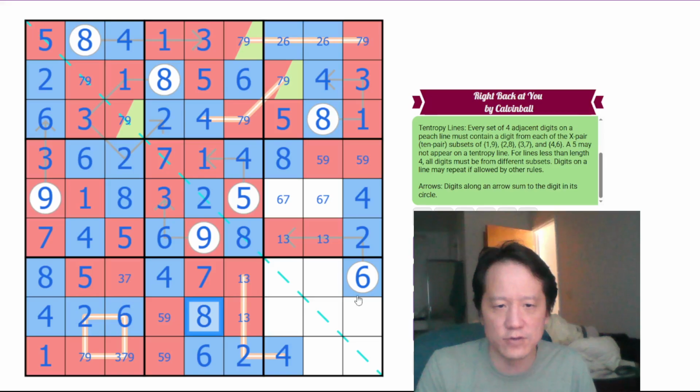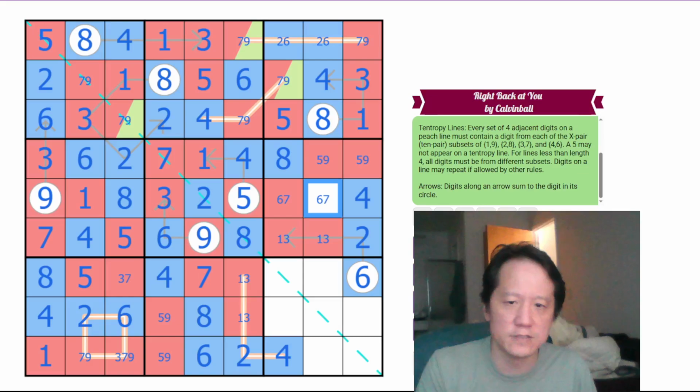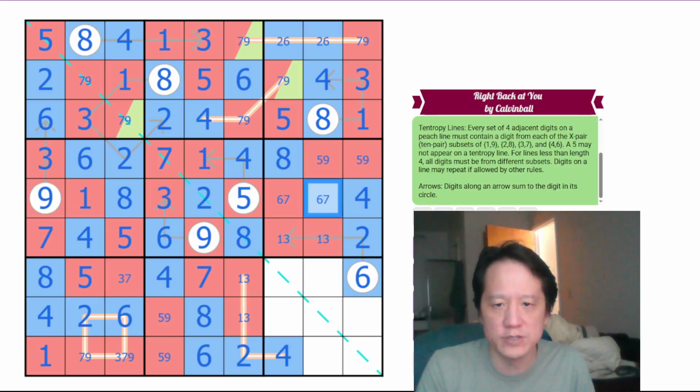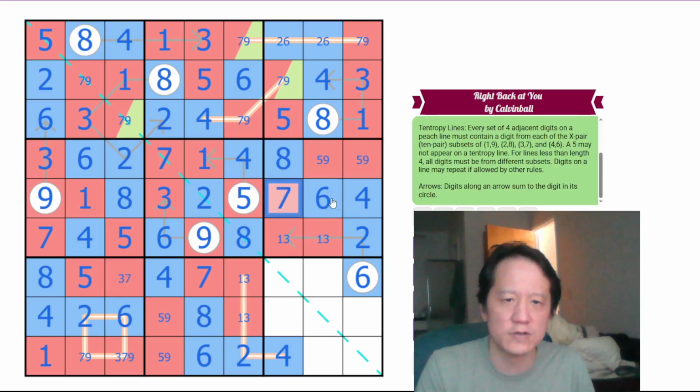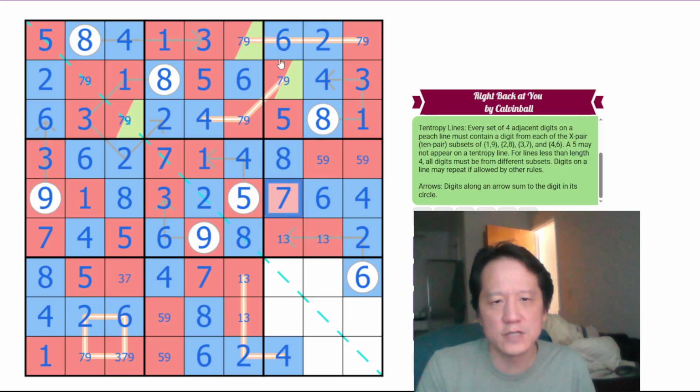This is even. Therefore, this is odd, and this is even, which forces this to be 6, and this to be 7. This 6 eliminates 6 here, so it's 2 and 6. This 7 eliminates 7 here, so all the green ones are 9. So this is 9, which makes that 7, which makes that 9, 7, 9, 7.